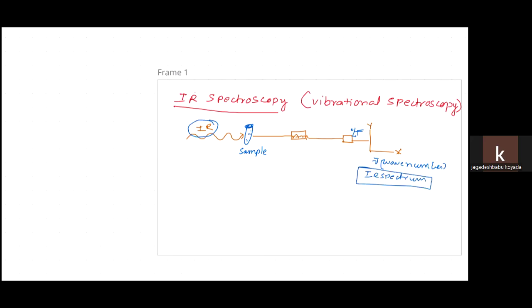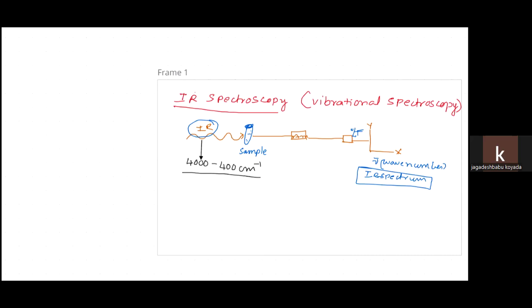What is IR radiation? The radiation with wavelength in the region between 4000 and 400 inverse centimeter is known as IR radiation.